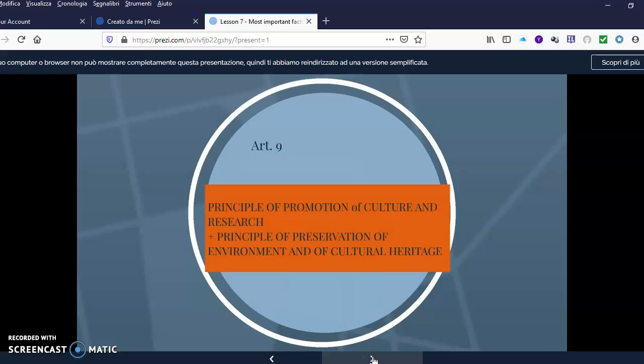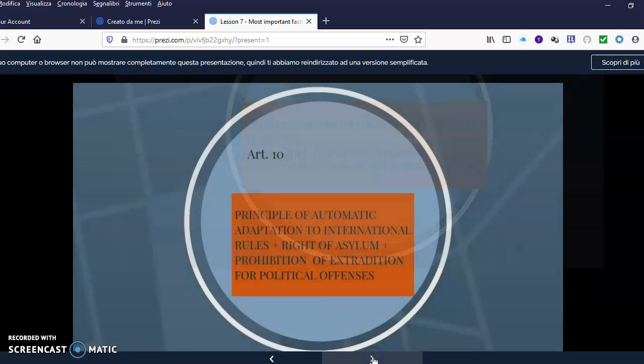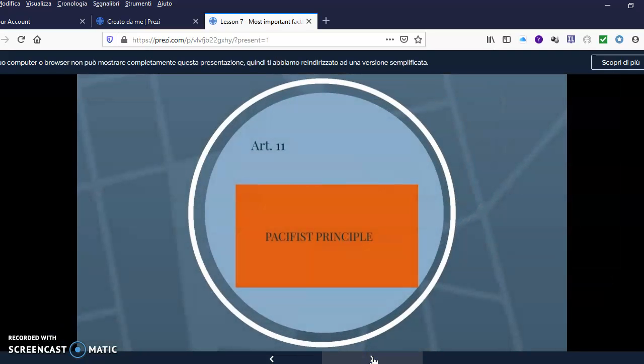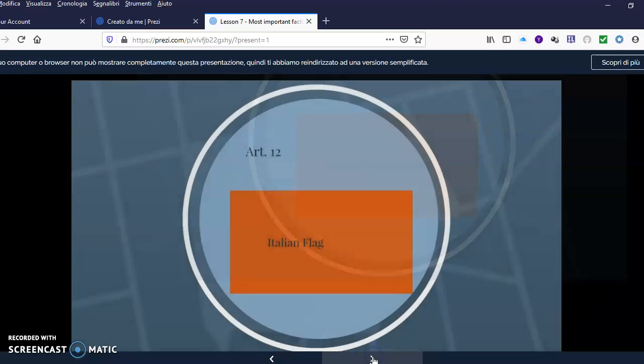Article 9, principle of promotion of culture and research, principle of preservation of the environment and of cultural heritage. Article 10, principle of automatic adaptation to international rules, right of asylum, prohibition of extradition for political offenses. All these rules in the Constitution are made very difficult to change. Pacifist principle: Italy repudiates war. It rejects war. We don't want to fight in a war, for sure.